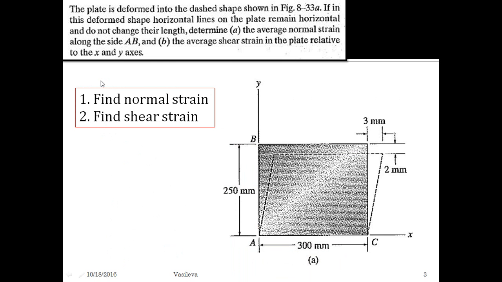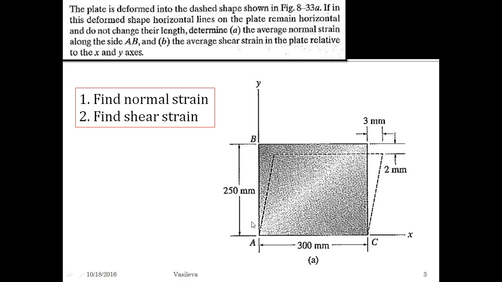The plate is deformed into the dashed shape shown. If in this deformed shape horizontal lines on the plate remain horizontal and do not change their length, determine A, the average normal strain along side AB, and B, the average shear strain in the plate relative to the x and y axes. So we're looking for two things, normal strain and shear strain.